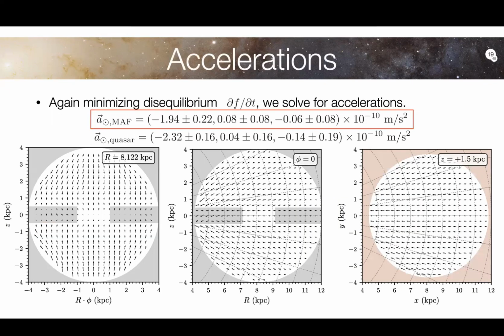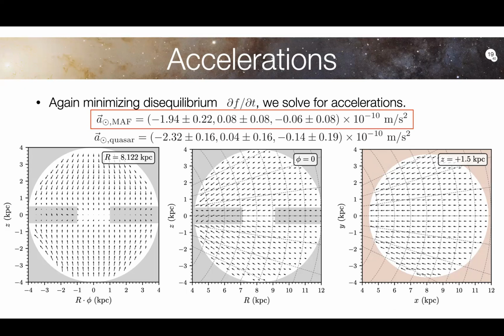But then you can go through, calculate the acceleration, minimize the disequilibrium. So this is again assuming that the system is in equilibrium. So this is our answer for the acceleration vector at the solar location. I'm showing you the solar location because Gaia has a measurement using quasars, right? So you have these distant quasars which should not be accelerating, and so that gives you a fixed frame, and you can calculate our acceleration relative to that. And we are consistent within errors with their answer. So that's at least an interesting and non-trivial thing.